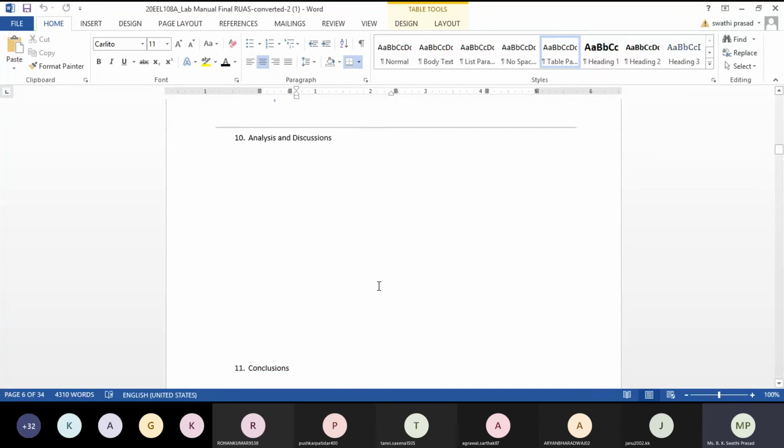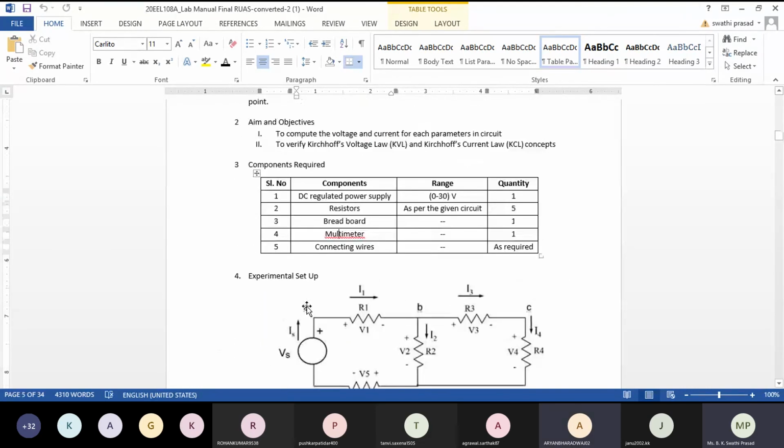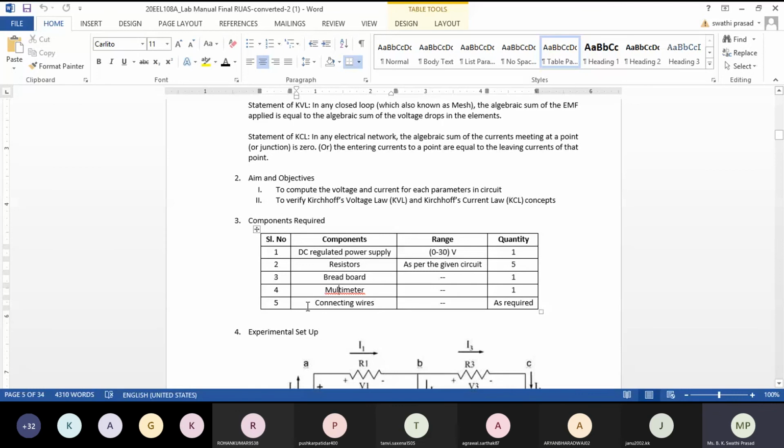Then write in conclusion. Conclude that by using KVL and KCL, I have found out all the branch resistances and voltages. You have to write down those things. Conclusion should be only two lines.